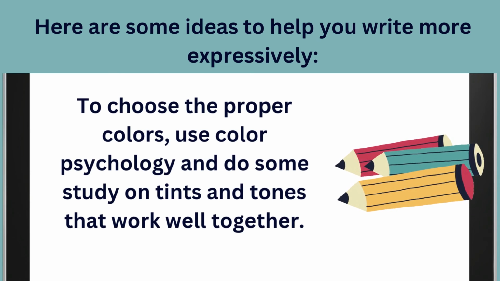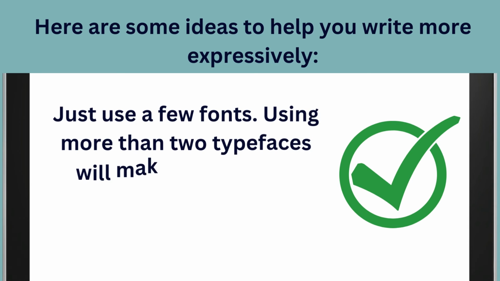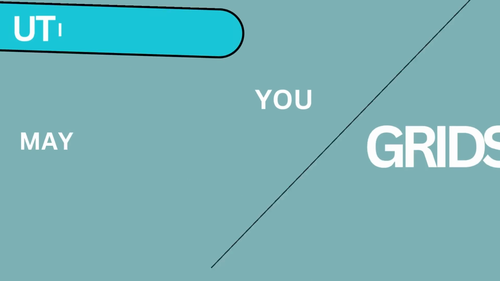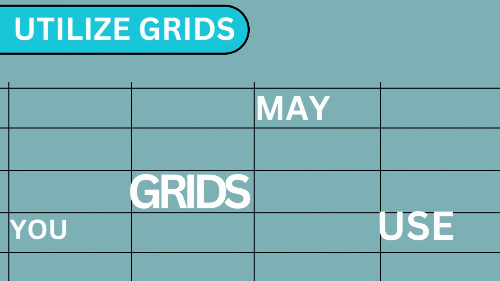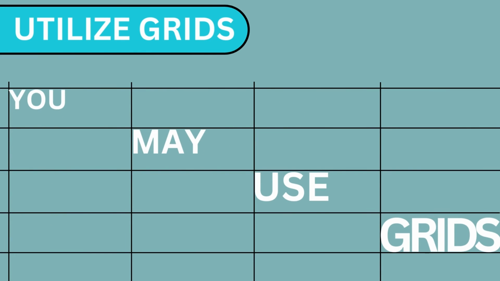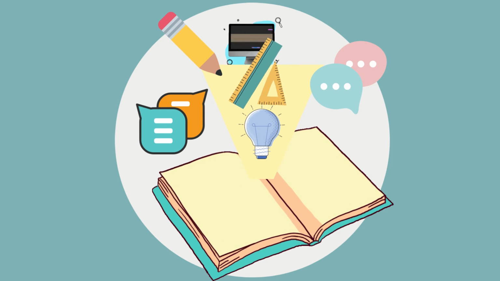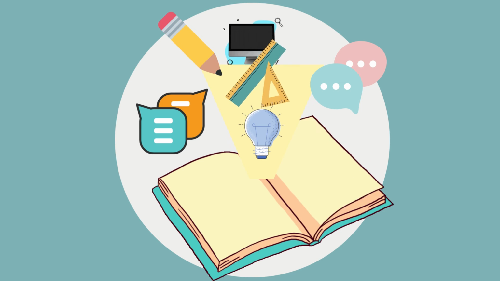Just use a few fonts. Using more than 2, and no more than 3, typefaces will make your writing appear clunky and difficult to understand. Utilize grids. Use design grids to ensure that every last piece of your text design is flawlessly professional. It will make it easier for you to coordinate the components of your text creation and produce an aesthetically harmonious piece. Later on, you can switch to more intricate ones, but keep in mind that you don't need to put messages and objects on every inch of your page.